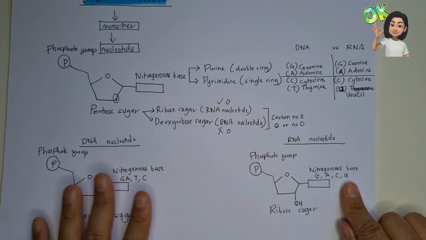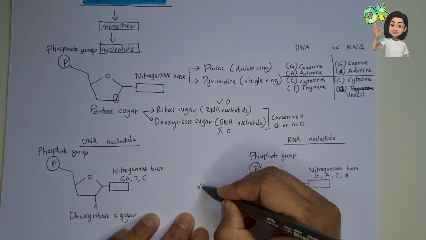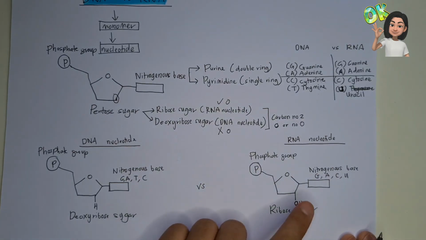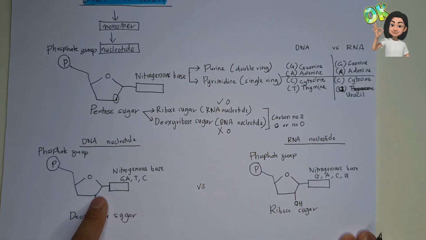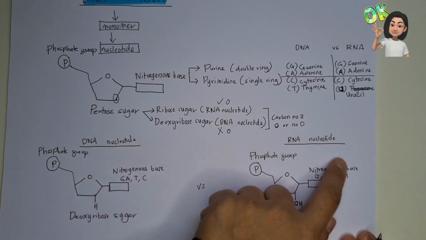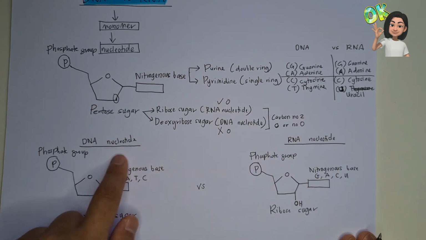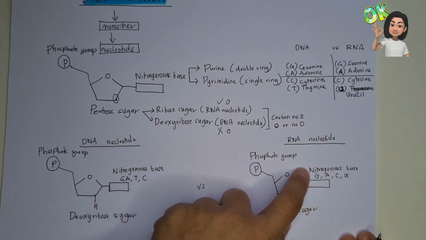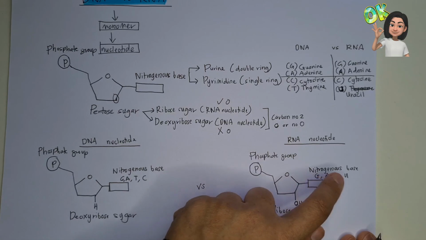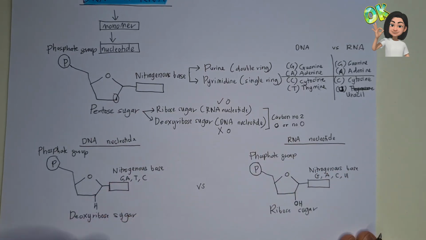So kalau soalan tanya differentiate between DNA versus RNA, awak boleh highlight berkenaan the presence of O dekat carbon number 2 and then list of nitrogenous base. Mesti tulis semua. Nitrogenous bases for DNA nucleotide are GATC. Nitrogenous bases for RNA nucleotide are GACU. So itu adalah perbezaannya.